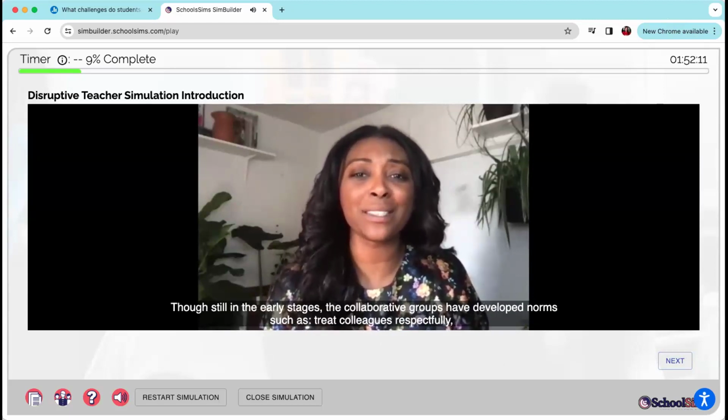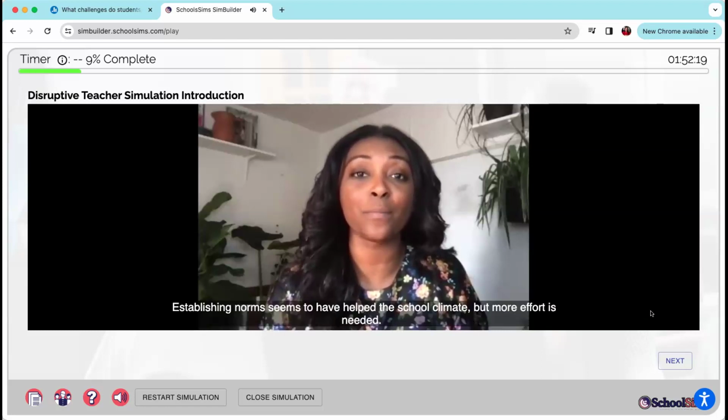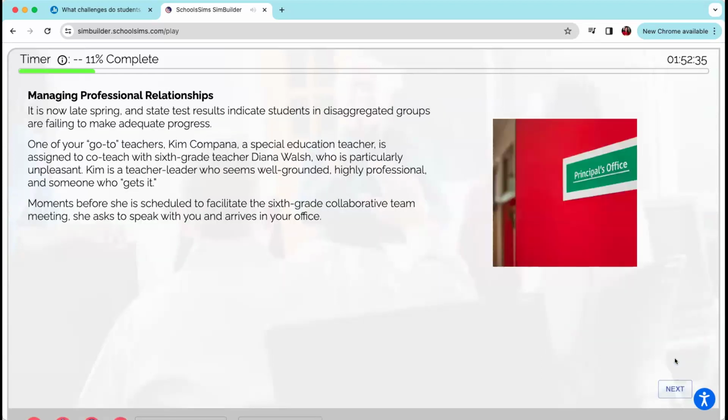Though still in the early stages, the collaborative groups have developed norms such as treat colleagues respectfully, make positive presumptions, notice your impact on others, and so on. Establishing norms seems to have helped the school climate, but more effort is needed. You're concerned that the staff still does not always treat one another in a professional manner. Your goal is to create a more positive tone in the school. Okay, so there's our synopsis.